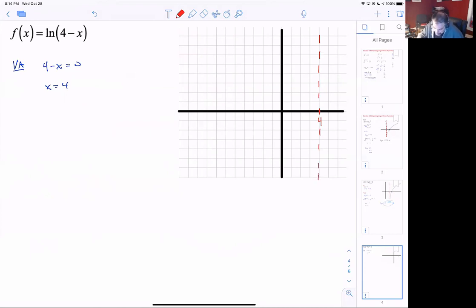Now on this one, I want to find the x-intercept. I'm going to take that function and set it equal to 0. I'm going to do the natural log of 4 minus x equals 0. And this is going to help me find the x-intercept.